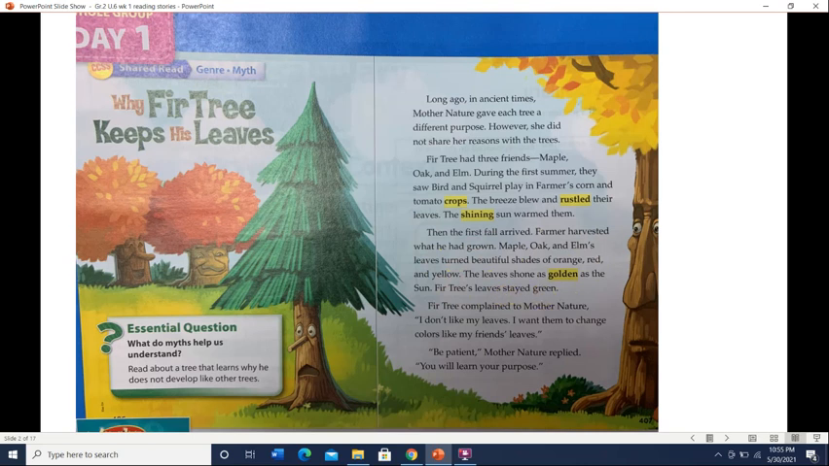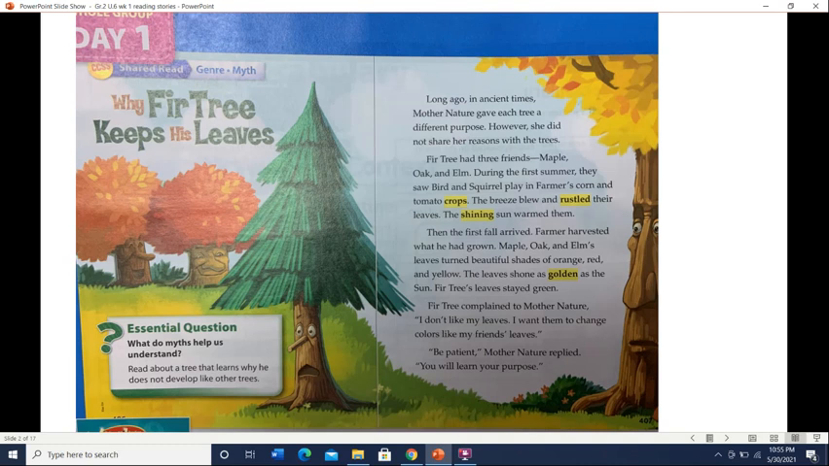So what happened when the season changed and fall started? In fall we know that it's usually time for the farmers to harvest or pick their crops. So this is what the farmer did. He started picking his crops. And what happened to Fir's friends, maple and oak and elm tree? The leaves started to change colors.